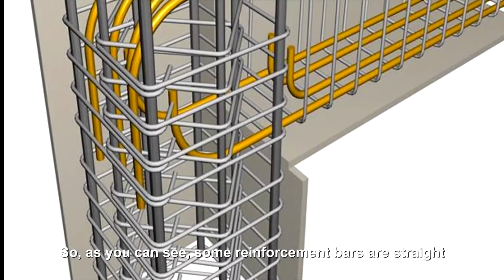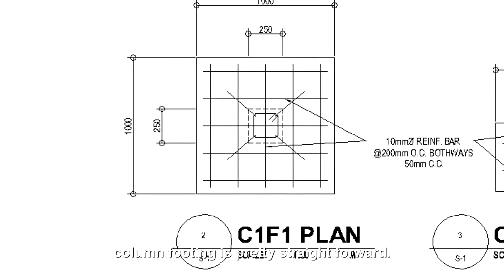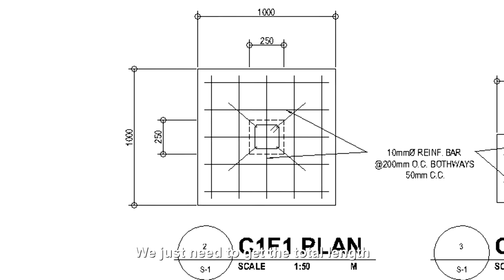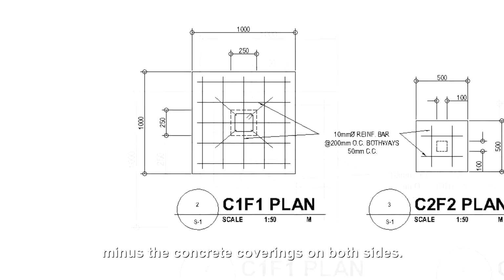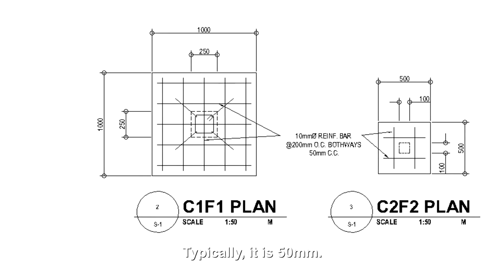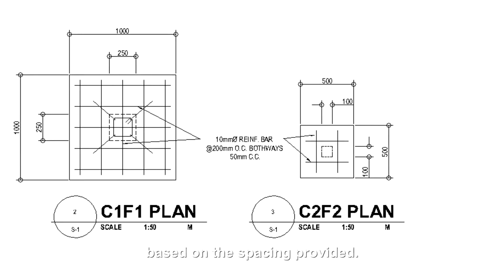So, as you can see, some reinforcement bars are straight and others are bent. Getting the length of a straight bar like on column footing is pretty straightforward. We just need to get the total length of this side of the footing minus the concrete coverings on both sides. Typically, it is 50 mm. Then getting the number of bars will be based on the spacing provided.